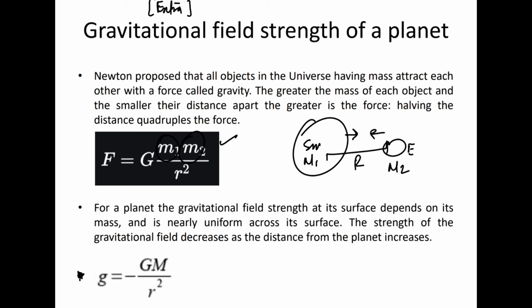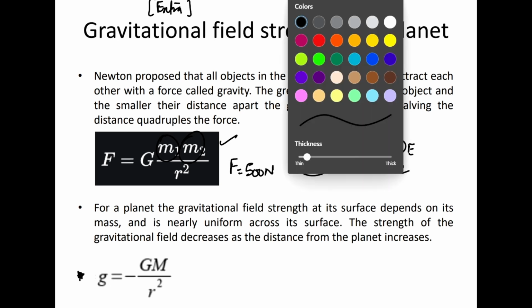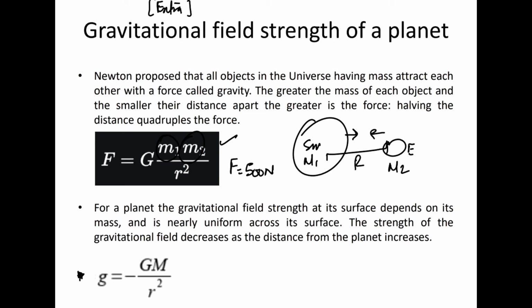If we put in the values and we find out that the value of the force is, let's say, 500 newtons, although it's going to be very large, but let's say it is 500 newtons. What does that mean? It means that not only the sun is attracting the earth with a value of 500 newtons, the earth is also attracting the sun with a value of 500 newtons. This is the very essence of Newton's third law. Every action has a reaction, right? So if the sun is attracting the earth, the earth is also attracting the sun.